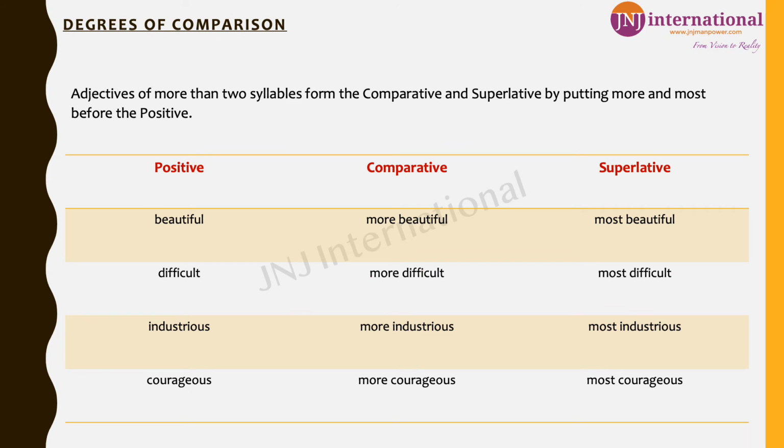Adjectives of more than two syllables form the comparative and superlative by putting the word more and most before the positive. For example, beautiful, more beautiful, most beautiful. Difficult, more difficult, most difficult. Industrious, more industrious, most industrious. Courageous, more courageous, most courageous.